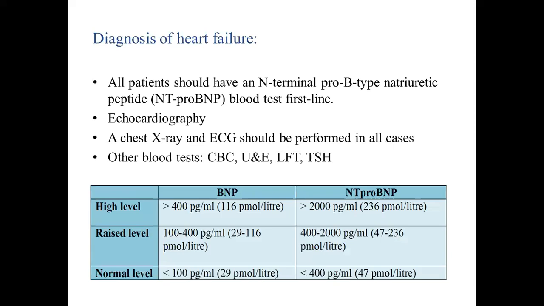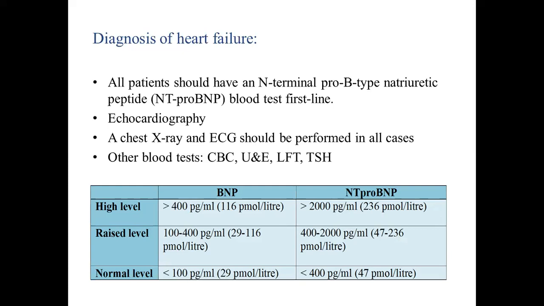Next, let's talk about the diagnosis of heart failure. And here we will discuss the recommendations by NICE guidelines. According to NICE guidelines, all patients who are suspected to have heart failure should undergo a blood test called the N-terminal pro-BNP, N-terminal pro-B-type natriuretic peptide. As we know, BNP is one of the natriuretic peptides, along with ANP, which are produced and released from the myocardium. And it's one of the neurohumoral mechanisms that are activated in heart failure, as we discussed previously.